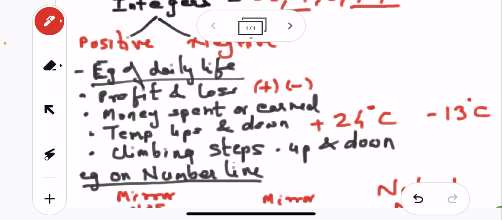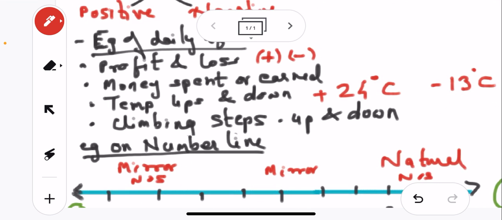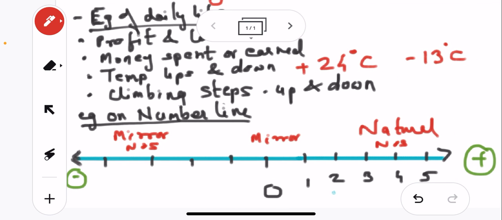We use some numerical values. We have to extend the number system from whole numbers to integers. To know more about the extended number system, let us understand the number line. Now this is a number line. Here we have the center point as 0, and the numbers 1, 2, 3, 4 are the natural numbers.